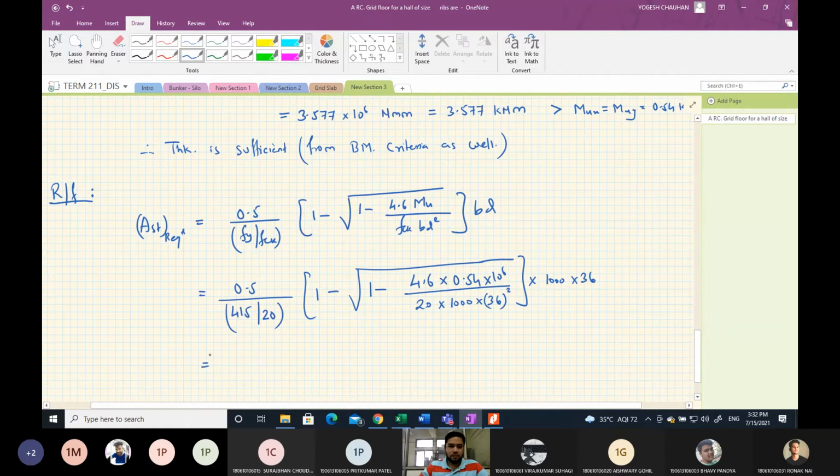So you will get the Ast required. So the area of the steel required is 42.6 mm square, 42.6 mm square, which is much less.